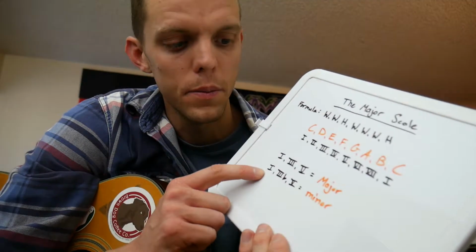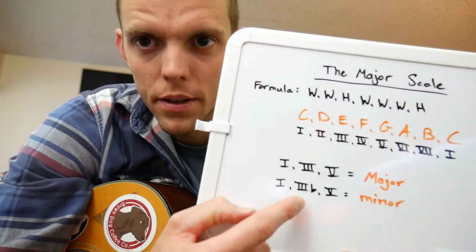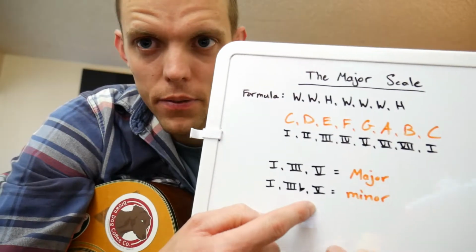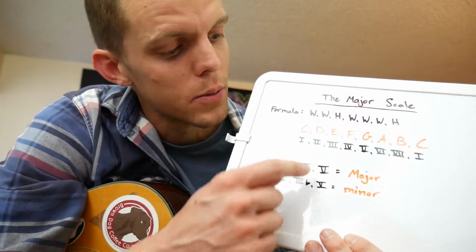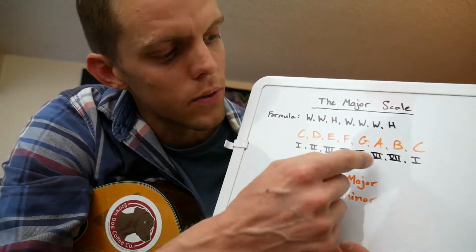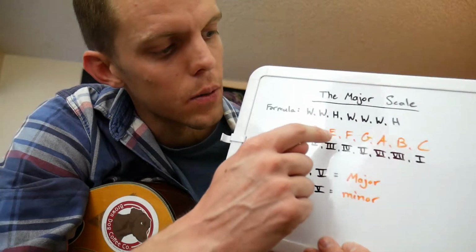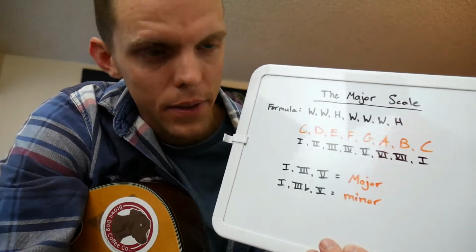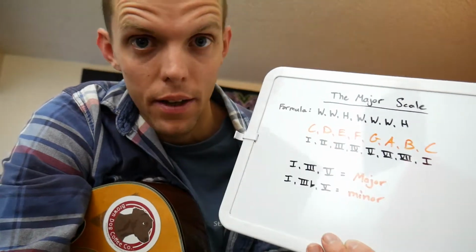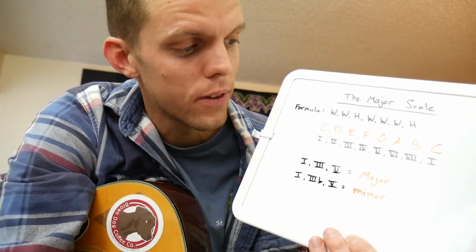Okay? So the formula for the minor chord is 1, 3 flat, 5. Okay? So what does that mean? So that means we take C, E, and G, the 1, 3, and 5, but we flat the third. So we're going to play an E flat instead of an E. So C, E flat, G is technically a C minor chord.